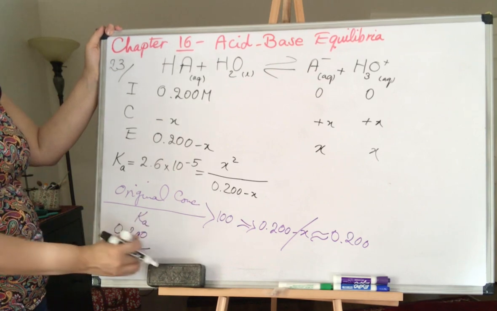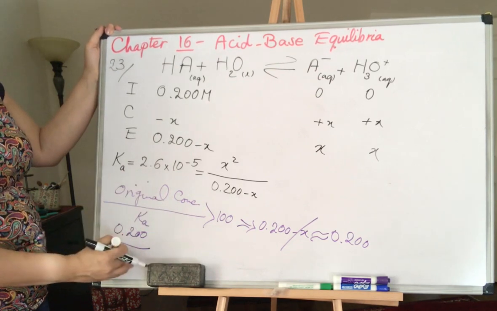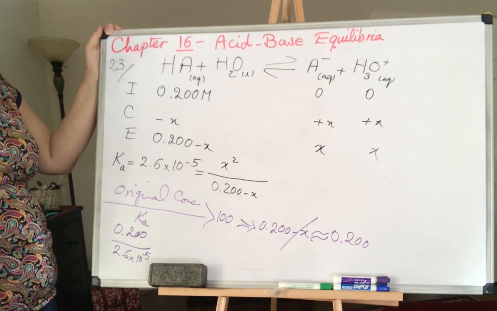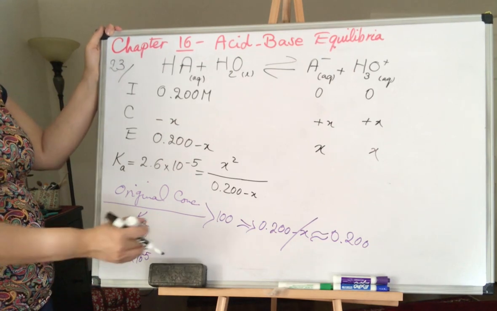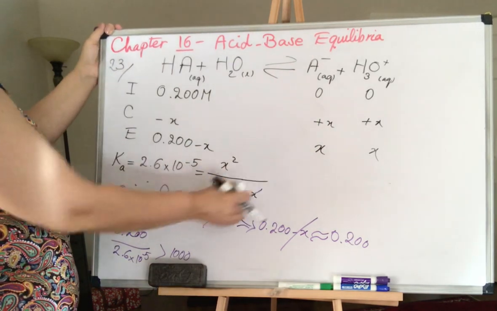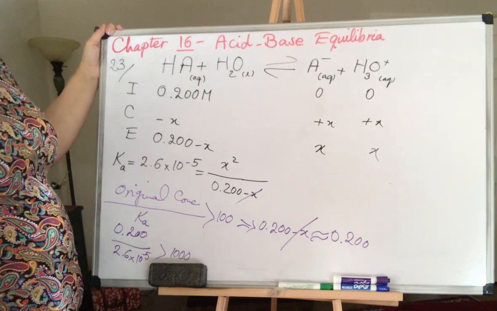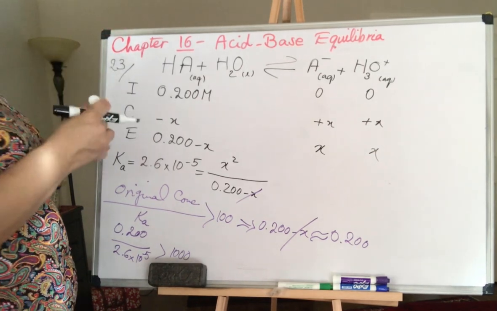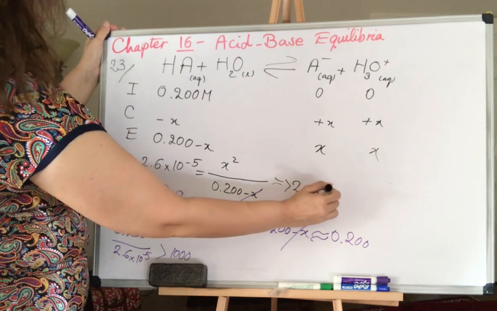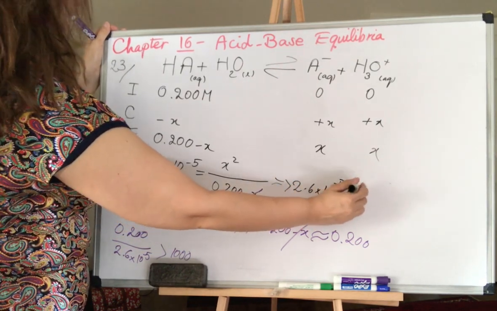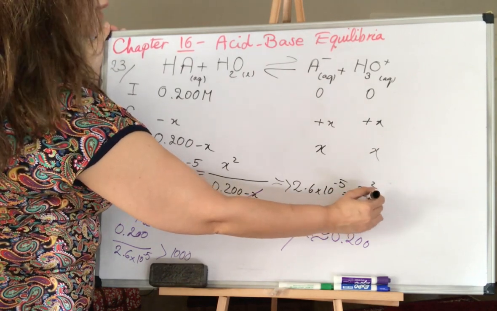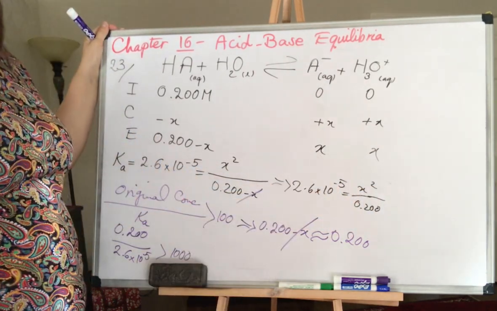0.200. What is the Ka? 2.6 times 10 to negative 5. If you do this calculation, this is more than 1000. So go ahead and eliminate that x here. Then you eventually will have 2.6 times 10 to negative 5 is equal to x squared divided by 0.2, and do this calculation and get the square root for x.